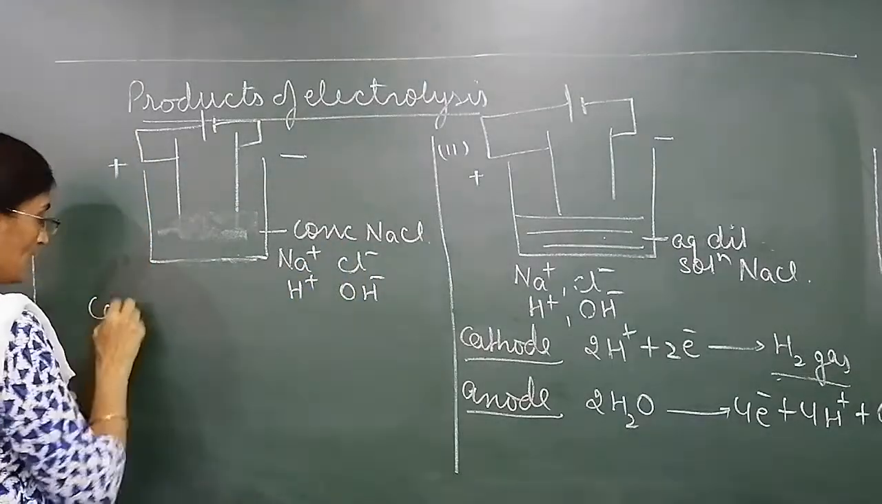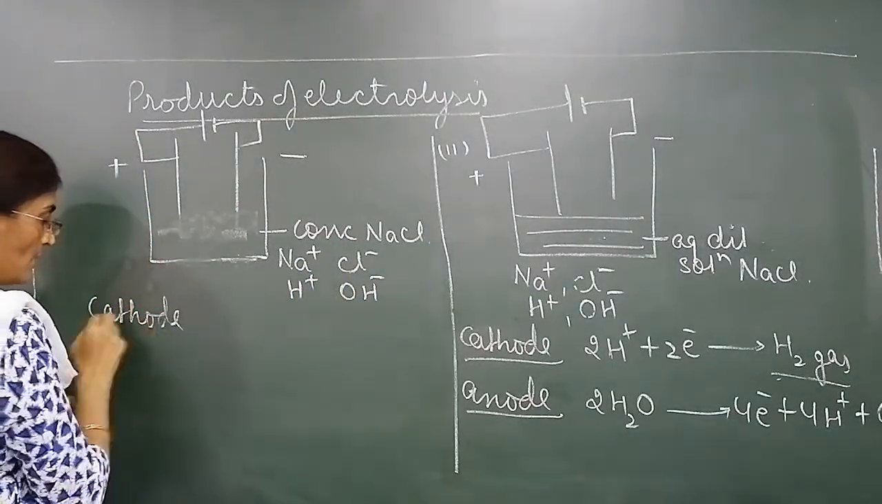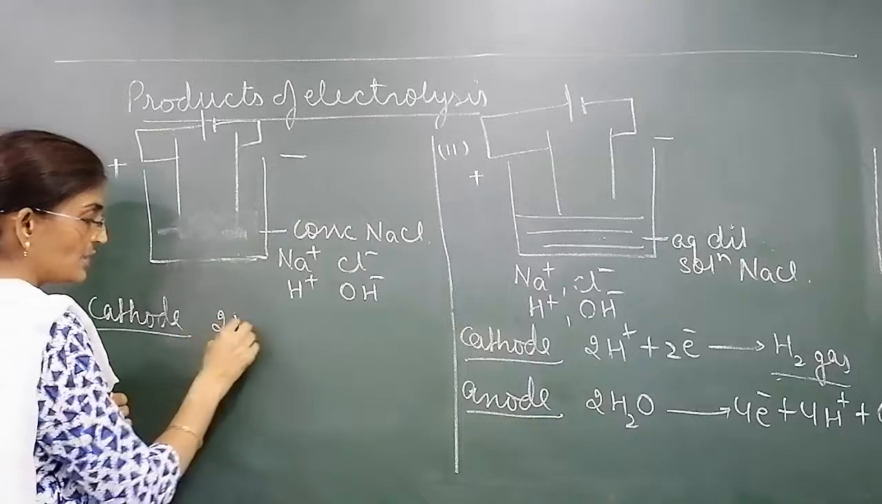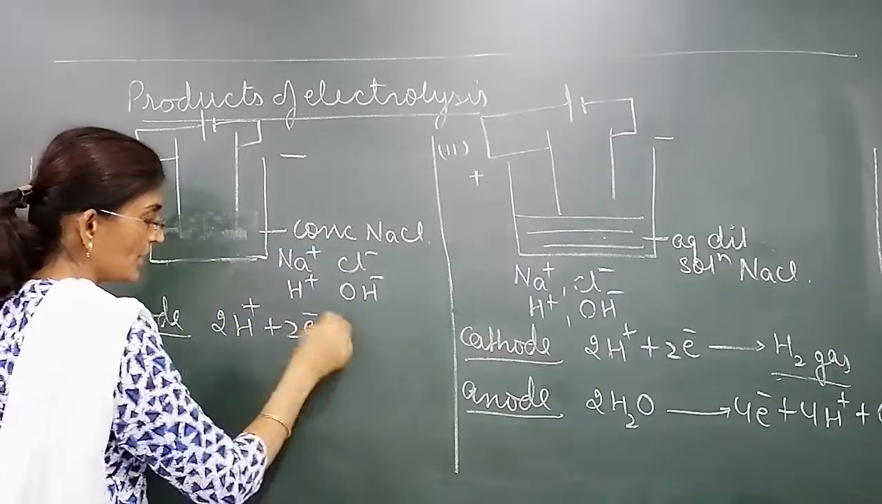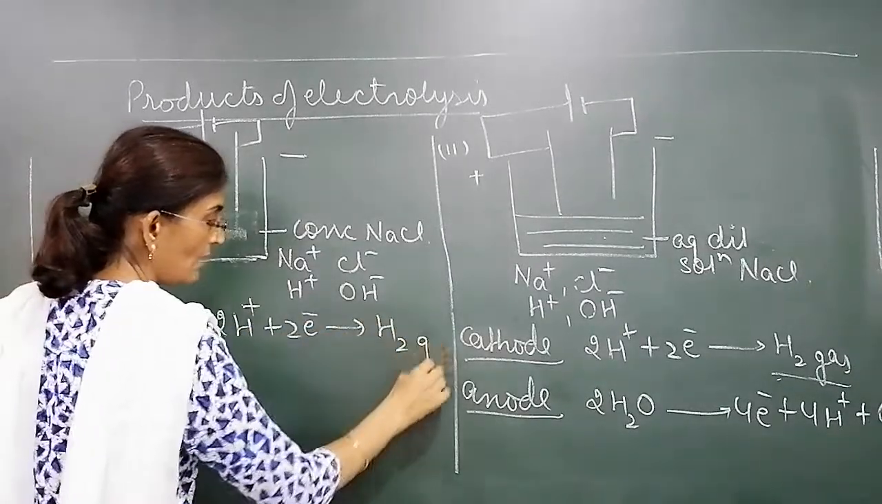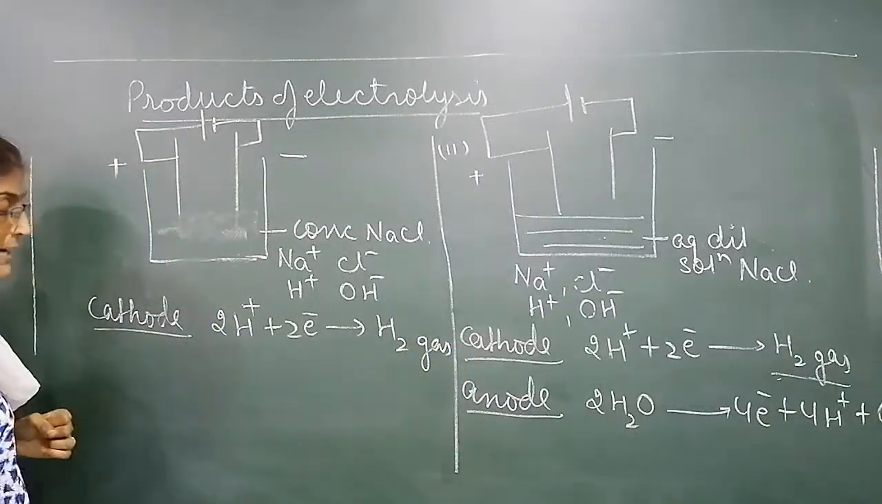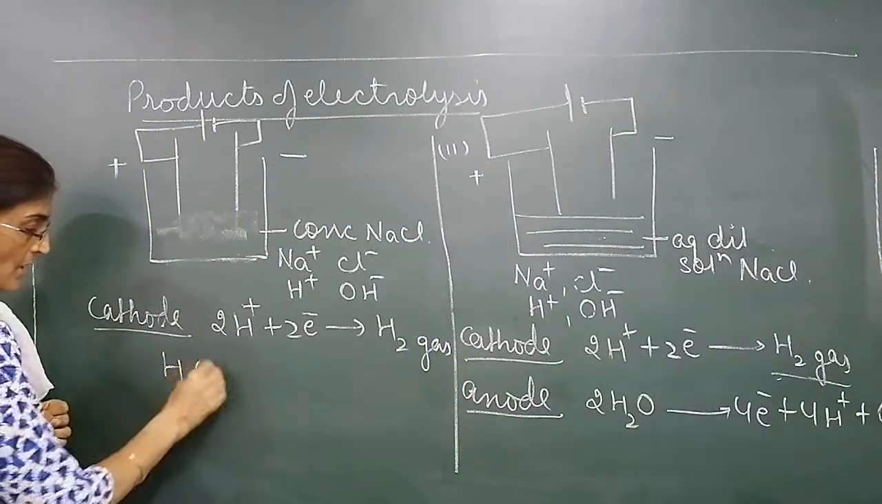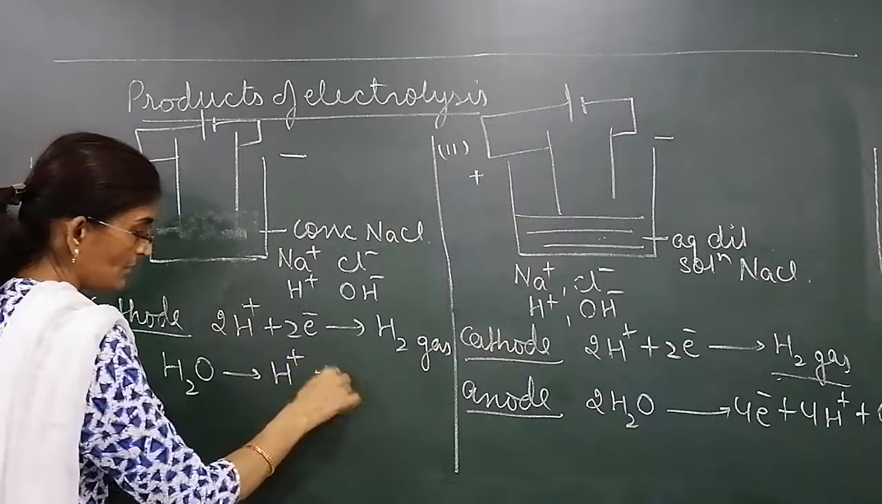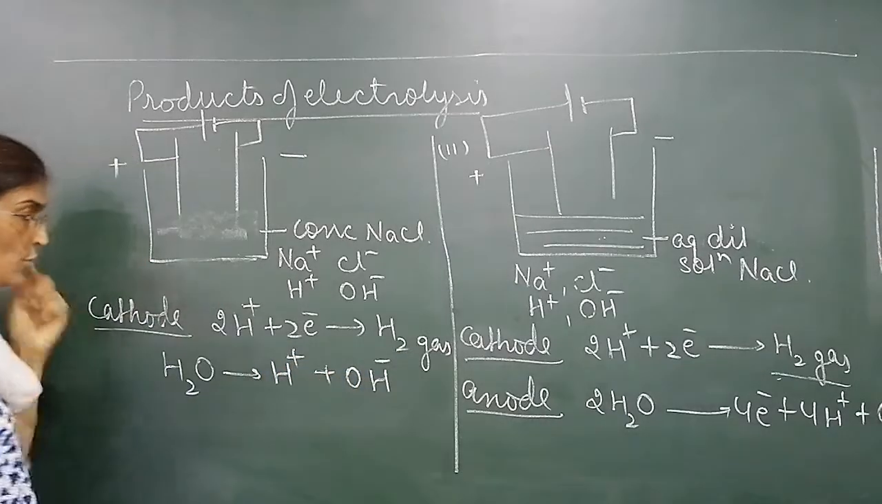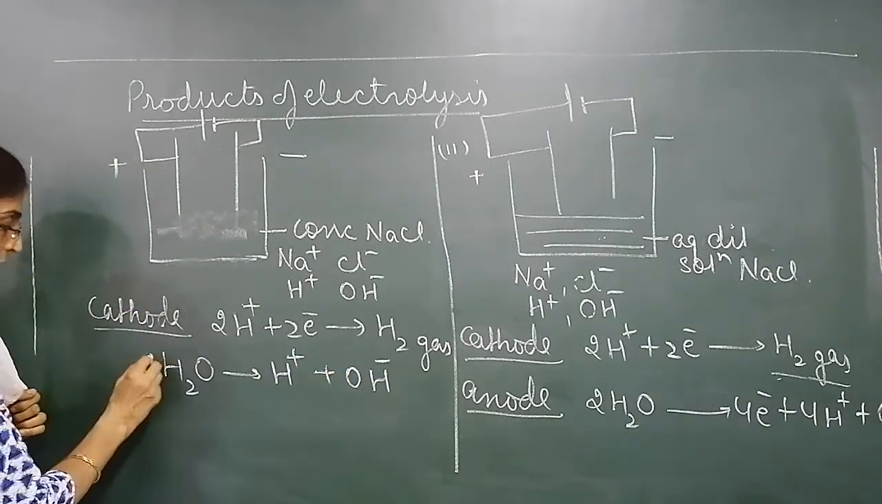So which ion will move towards cathode and form or discharge there? Hydrogen ion, because its reduction potential is more and gives you hydrogen gas. If you want to write net equation, water will gives H plus and OH minus, and 2H plus accept 2 electron and give hydrogen gas.